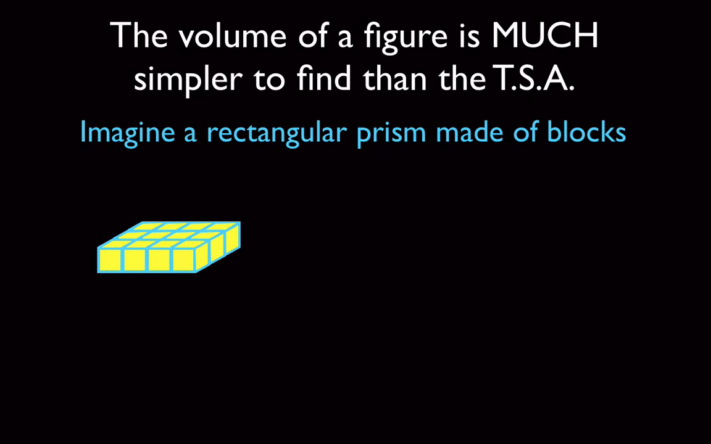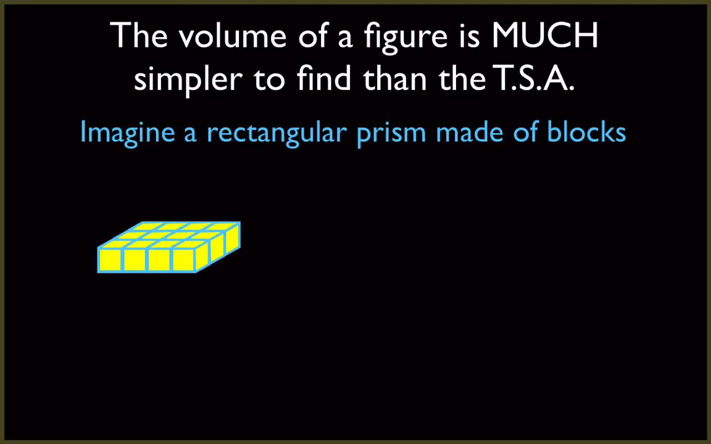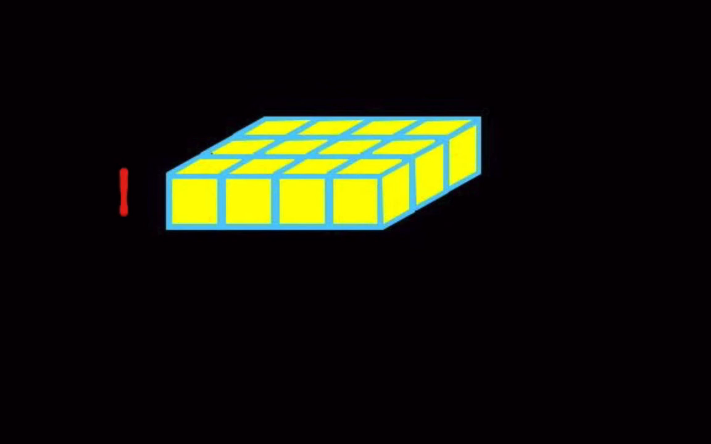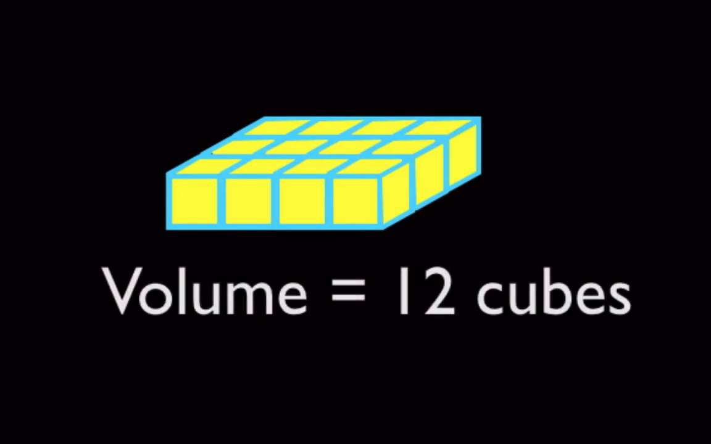The prism has a height of 1, a width of 4, and a depth of 3. If you can't see that, it's 1 by 4 by 3. And that's kind of what we've been practicing when we talked about surface area. Volume is really the number of cubes, so all I have to do is simply count the cubes. If you count them, you'll see there are 12 cubes there.